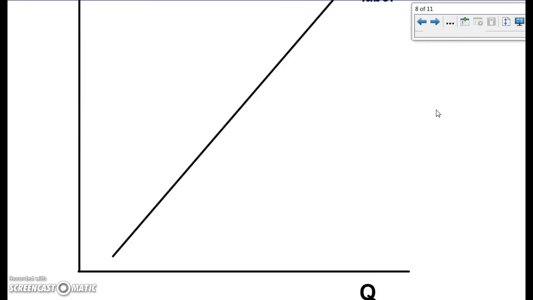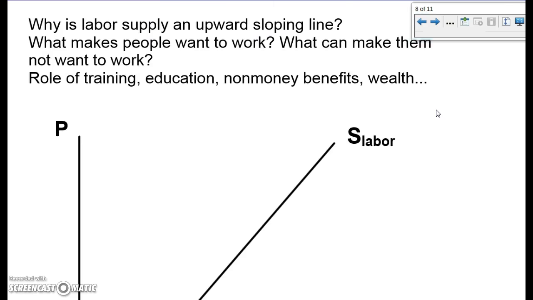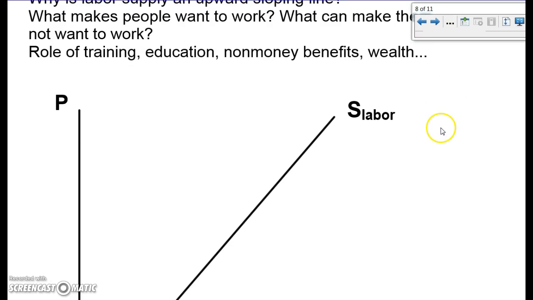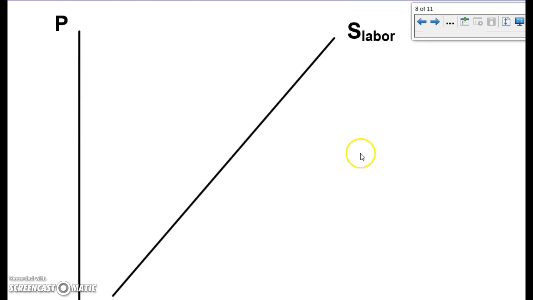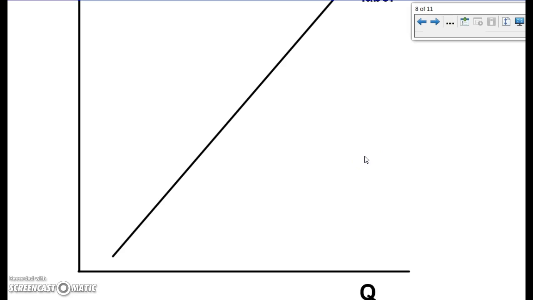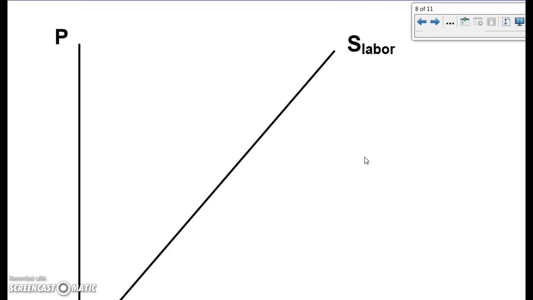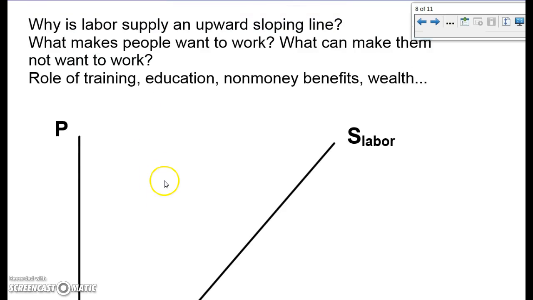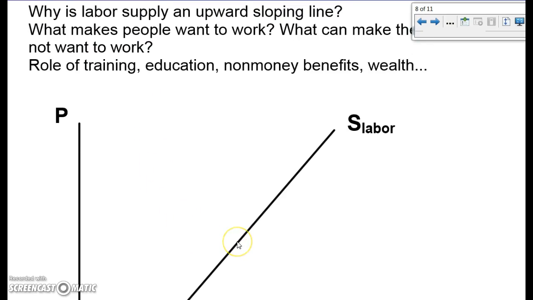All right, what I am going to do is talk just briefly about labor markets to finish up this day. So labor supply is an upward sloping line, and the labor supply, like any other supply, right, there's more labor supplied if the labor is getting paid more. And this P we would actually probably replace with a W, okay, wages. So what makes people want to work? What can make them not want to work?